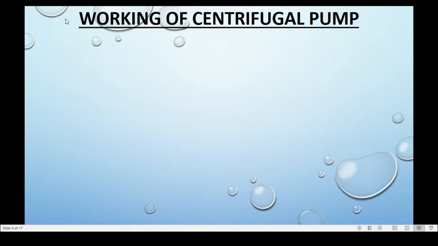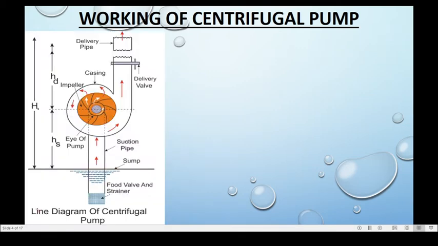So here you will see the working of centrifugal pump and the construction. So this is the line diagram of a centrifugal pump. So here we have what? Foot valve and strainer. The foot valve works as an upward valve. Okay, an upward direction valve which moves only in the upward direction.